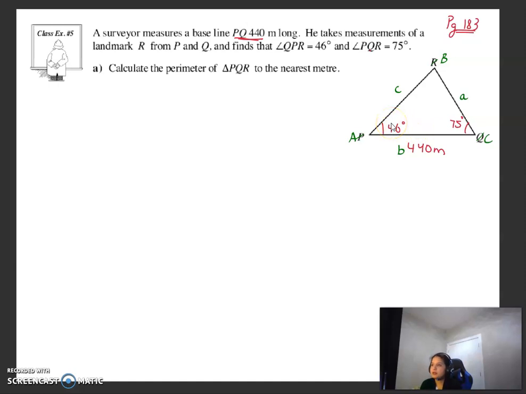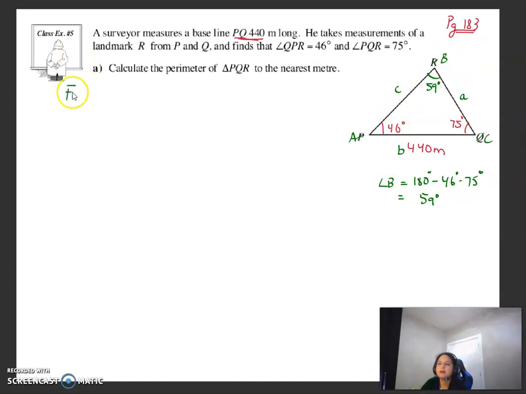Now, what can I use in here? Sine law. But for sine law to work, I should have one full pair, meaning I should have an angle and its opposite side. The only side I'm given doesn't have an angle given to it, but because I'm given the other two angles, I can actually find my angle B. So I can go 180 minus the 46 minus the 75 degrees, and that will come out to be 59 degrees. So that is something we were able to calculate. Now I have one full pair, so this B is given to me. I can now find A and C one after another.